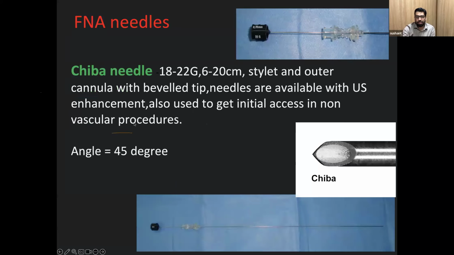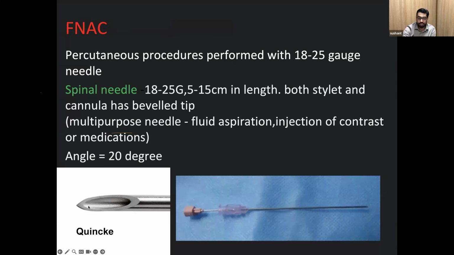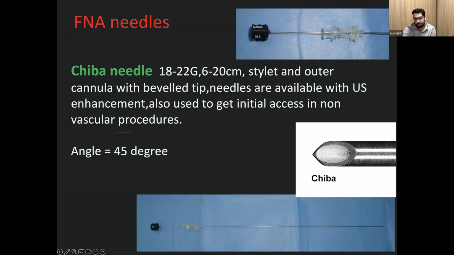Another needle is the Chiba needle. The basic difference between the Chiba and the Quincke type of needle is the bevel tip angle. The Chiba needle has an angle of around 30° to 45°, whereas the Quincke needle has an angle of 20°. What this angle actually changes is the maneuverability. Once you insert the needle in the body, we can change the direction more easily with the Chiba needle as compared to the Quincke needle. These are available in multiple sizes, 9 centimeter, 15 centimeter, 20 centimeter, as per the depth of the lesions, so these needles can be selected accordingly.